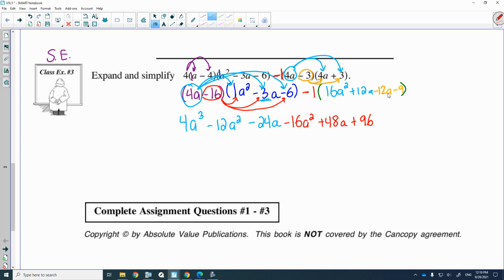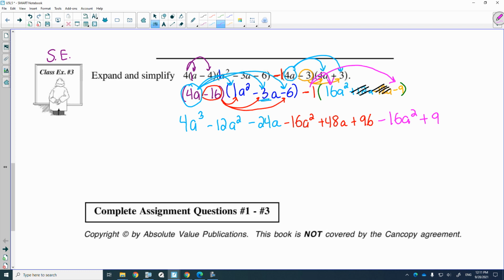It becomes 0a. So what I'm going to actually do is I'm just going to do this on this step. I'm going to get rid of that, and now I'm going to distribute the negative 1 to the 16a squared and to the negative 9. So take that negative 1, put it here, and put it there. And then you would have negative 16a squared. Negative 1 times negative 9 is plus 9.